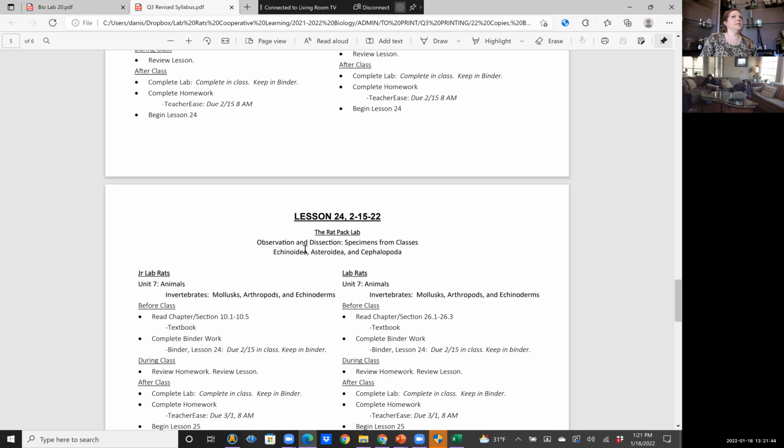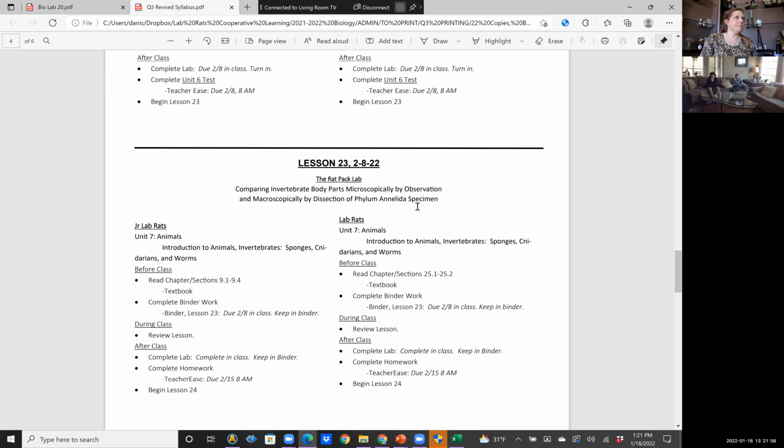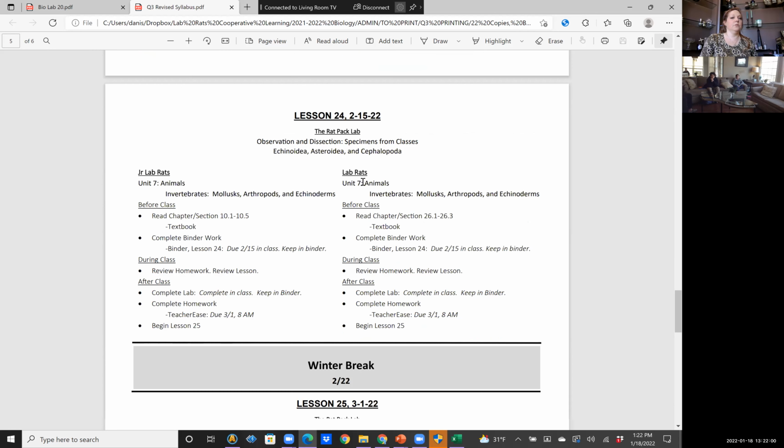Spiny skin. So it's things like sea urchins, right? And this is like a starfish right here. And then cephalopods. This is going to be our squid. Okay. So we've got an earthworm the first week. We're starting with something easy. And then we're moving on to starfish, sea urchins, and cephalopods, which are squid.